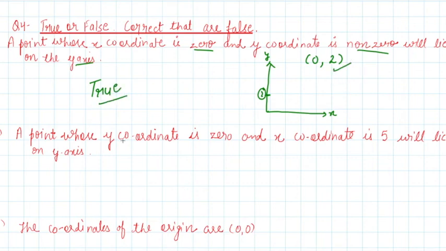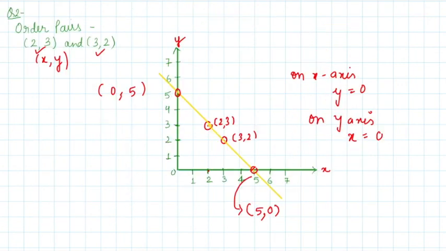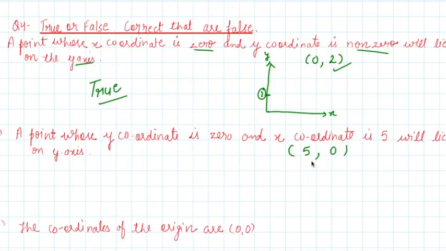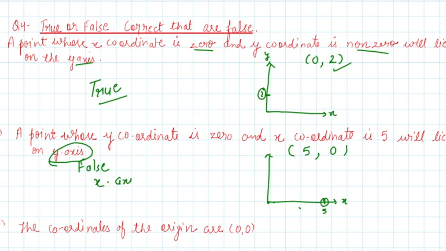Now a point where y coordinate is 0, so I am taking y as 0 and x coordinate is 5, will lie on the y-axis. No, I have shown you this here as well in this question. In this example, I have explained the same concept. Let's see it here. Now, if you want to plot this, x is 5 somewhere here, y is 0. So where is it going to lie? It is going to lie on the x-axis. This is the point and this is your x-axis. So this is false, and what correction will be required? Instead of y-axis, it should be x-axis.